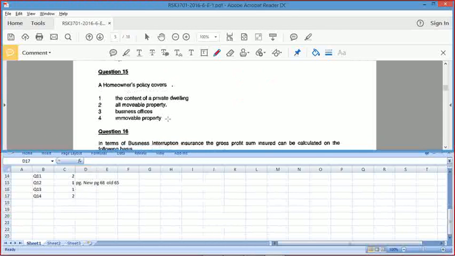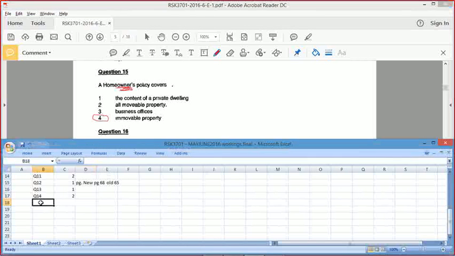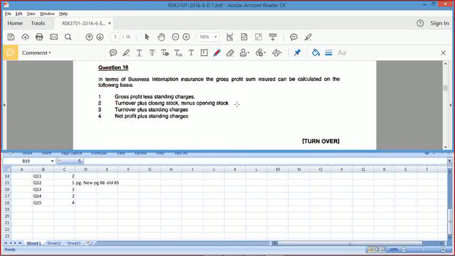Okay. Home owners. When you see the word owner, you should be thinking about the actual house, which is the infrastructure. The content covers the content of a private dwelling. No, not the content. All movable property. No, not movable. Business offices. No, immovable property. Yes. Okay, question 15. It's literally the bricks and mortar, anything that's fixed to the actual structure of the home. Agree? Yes. Great.